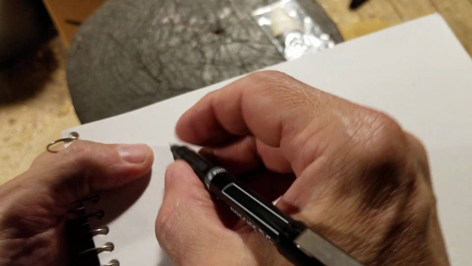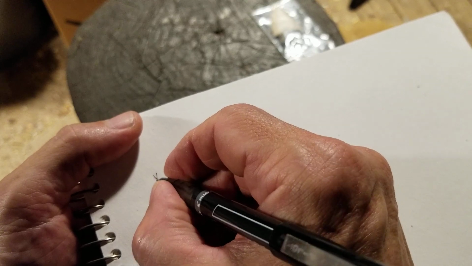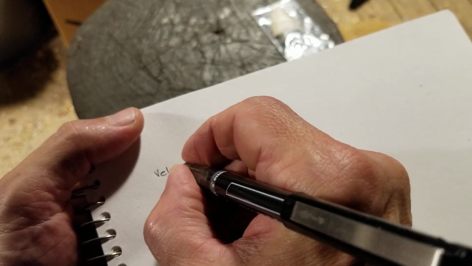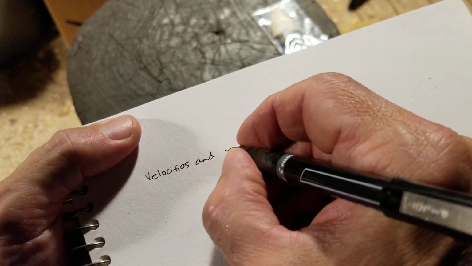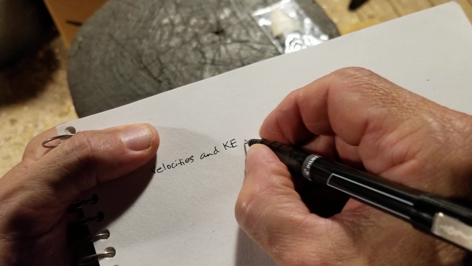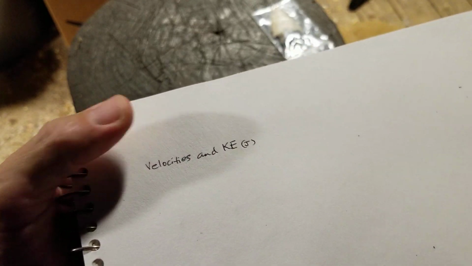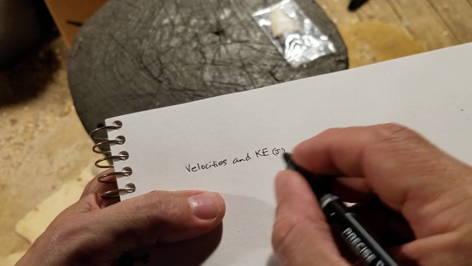But the last video was mainly looking at velocities and kinetic energy, or KE, and it's expressed in joules. Okay, that's kind of a nerdy thing. You science nerds know what that is.